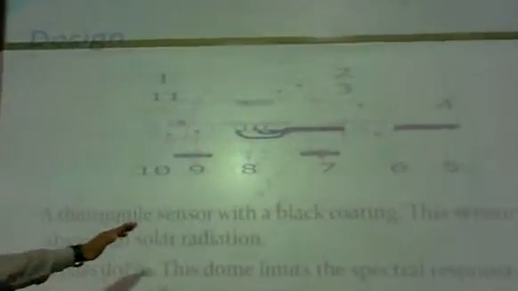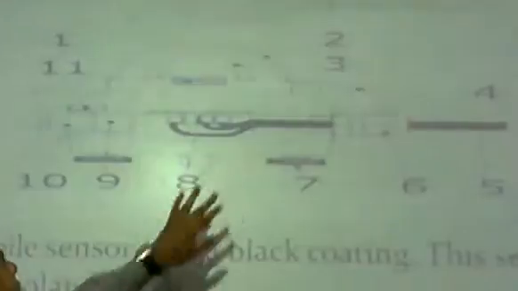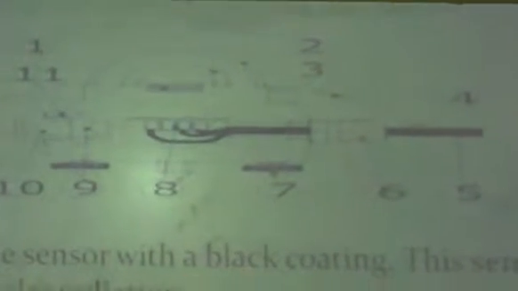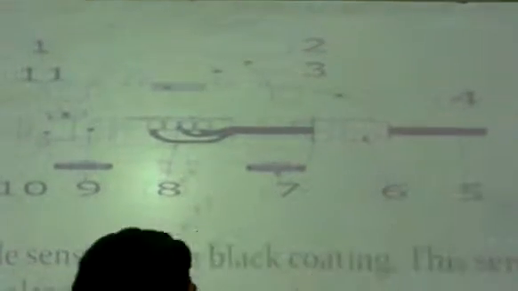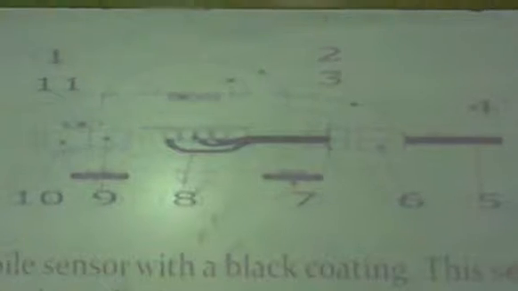Then this is the basic design for that. A thermopile sensor with black coating is available here. This sensor absorbs all solar radiation. Here we see one glass dome, and this is the main plate, which is black color coated. This black coated plane is nothing but a thermopile, which absorbs all the radiation from the sun, and the glass dome.